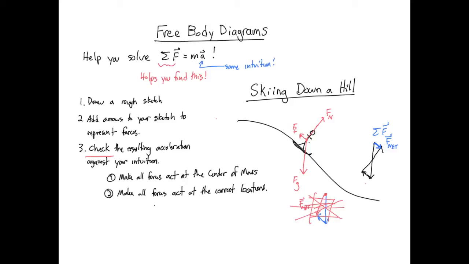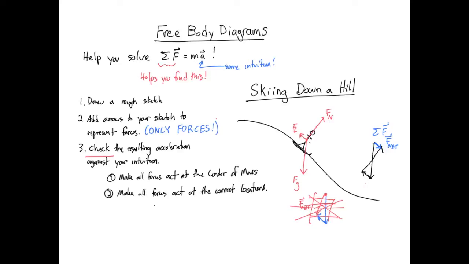The last thing I want to say about making free body diagrams is that notice that although my skier might have some velocity, it might have some acceleration, I did not include that on my free body diagram. So in this second step, when I say add arrows to your sketch to represent forces, I really mean only forces. You don't want to start adding things like velocities, things like accelerations into your free body diagram because then that might confuse you when you try to add up all the forces.